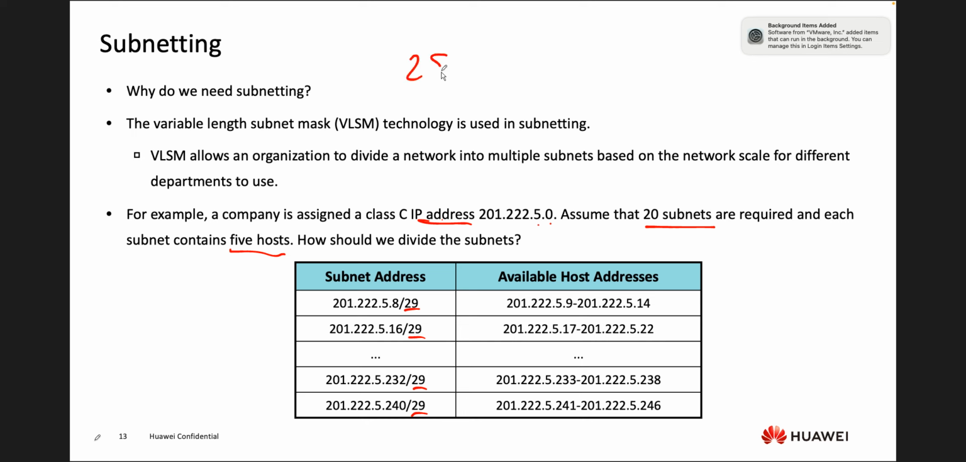So you have 255, and you have 255, and then you have 255 and you have 0. That's your normal standard class C subnet mask.